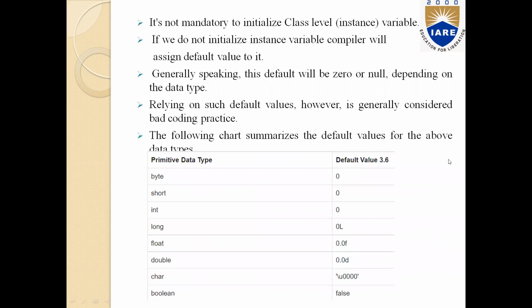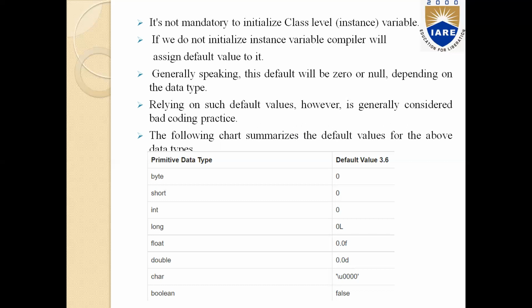Now, it is normally mandatory to initialize class level instance variables. If you do not initialize an instance variable, the compiler will assign a default value to it. Generally speaking, this default will be 0 or null depending on the data type. Relying on such default values, however, is generally considered bad coding practice. The following chart summarizes the default values for the above data types.